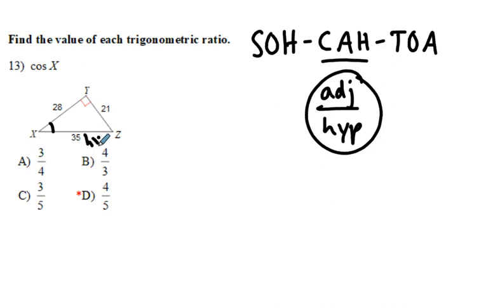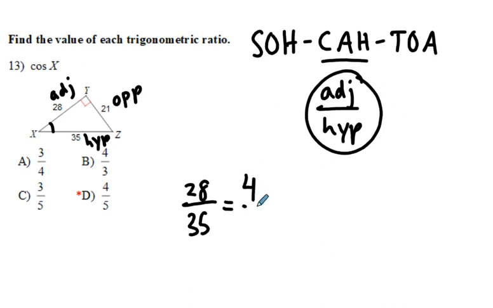35 is the longest, that has to be the hypotenuse. The 21 is directly opposite, which makes 28 the adjacent. Cosine is adjacent over hypotenuse. The adjacent is 28, the hypotenuse is 35. So I have 28 divided by 35. Those are both divisible by 7. So if you simplify, you're going to get 4 over 5.